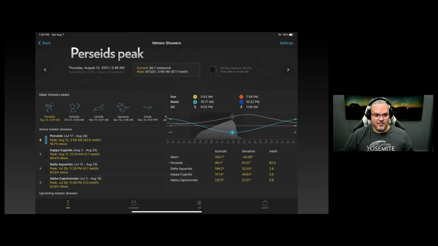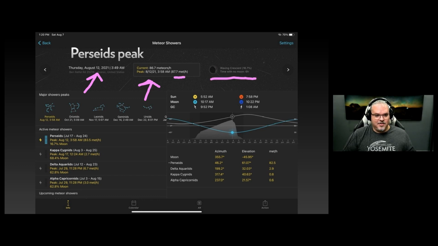This is on an iPad so that the information is larger. They just shuffle the information around a little bit. All of the same information is here. From the Perseids peak this year, here's a lot of information that we had. You'll see that it's telling you a bunch of things, right? It's telling you what time you're looking at right there, what the peak is. It's 8/12 at 3:58 a.m. and it's going to be 87.7 meteors per hour.